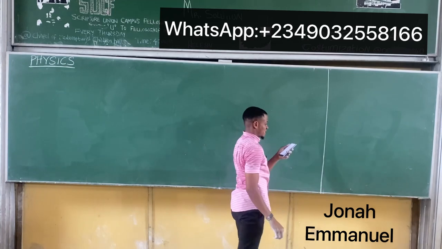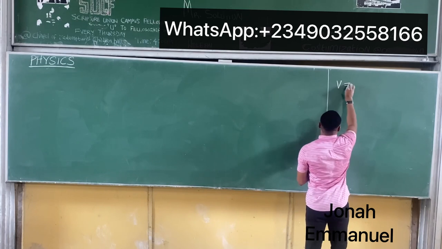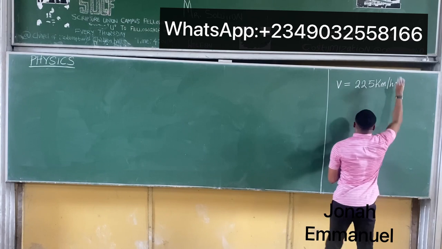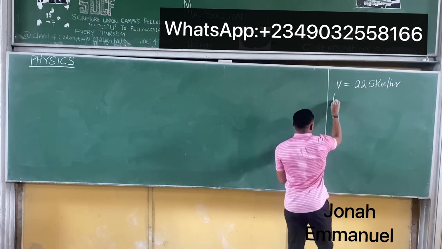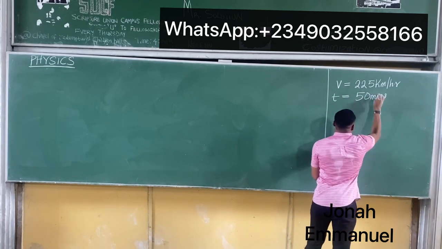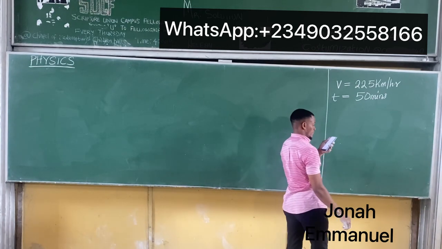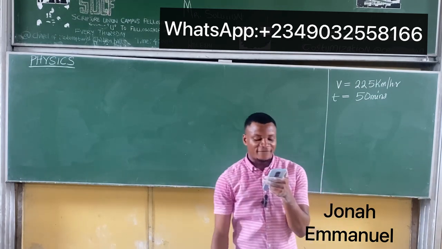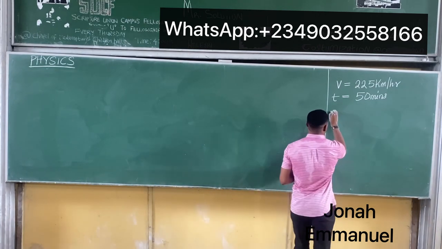List out parameters please. What's the first you have there? Velocity, V, how many? Kilometers per hour, okay. What next do you have please? Time, how many? 50 minutes. Okay. What else? In the direction of the vehicle, 1,500 kilometers away. Please, what you have there is your x direction.